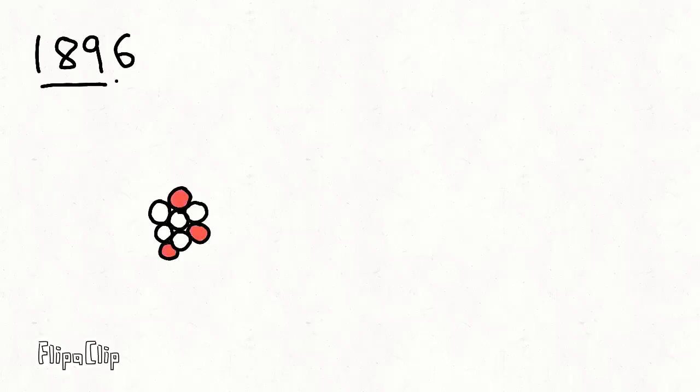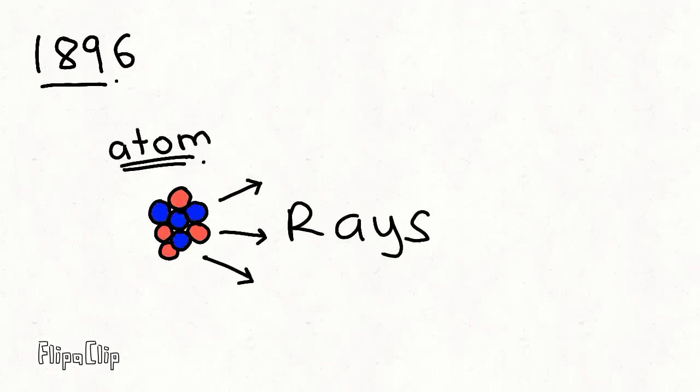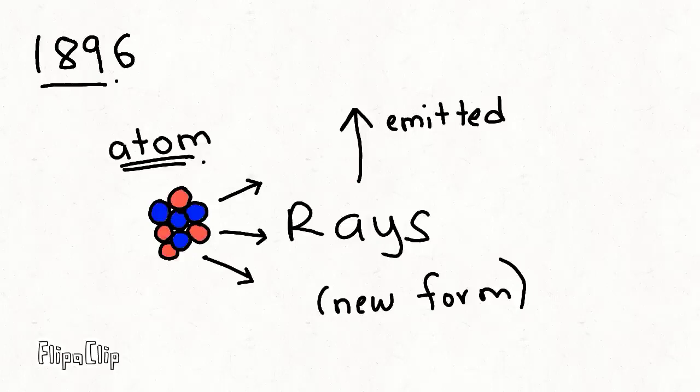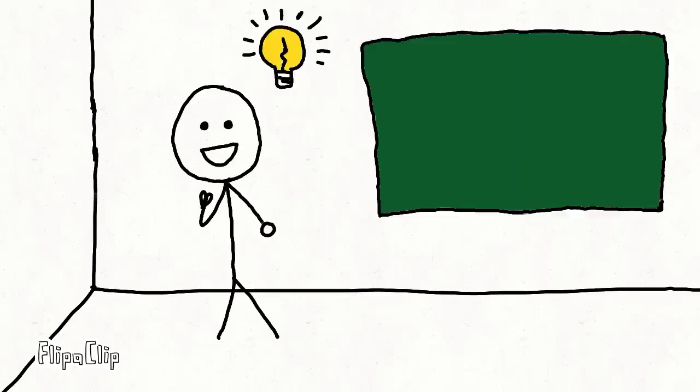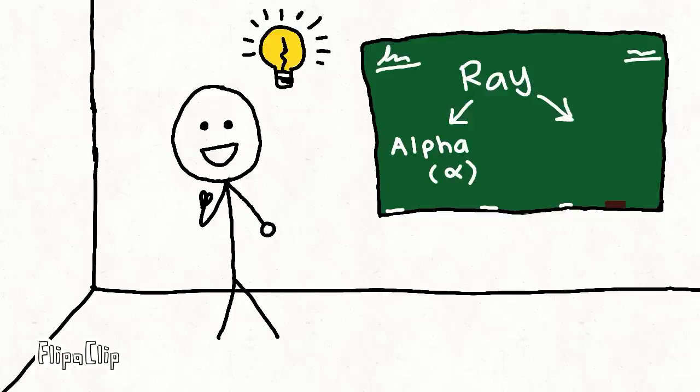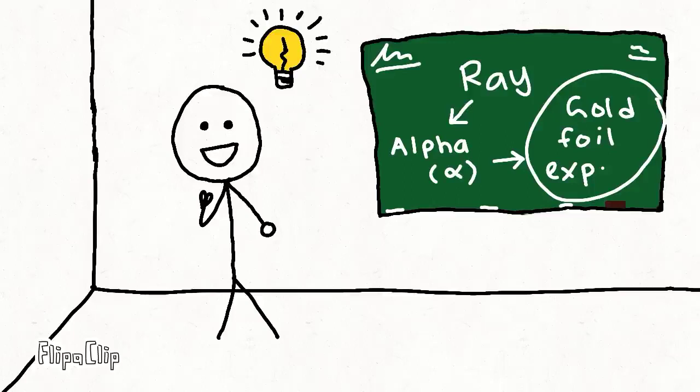There's one person named Antoine Becquerel. He discovered that the atom emits rays, in the form of rays emitted by uranium, in 1869. Now we go to Ernest Rutherford. He discovered that there are 2 types of rays emitted by uranium. He named them alpha and beta. He also used the alpha ray to study further about the atom by using the gold foil experiment in 1911.